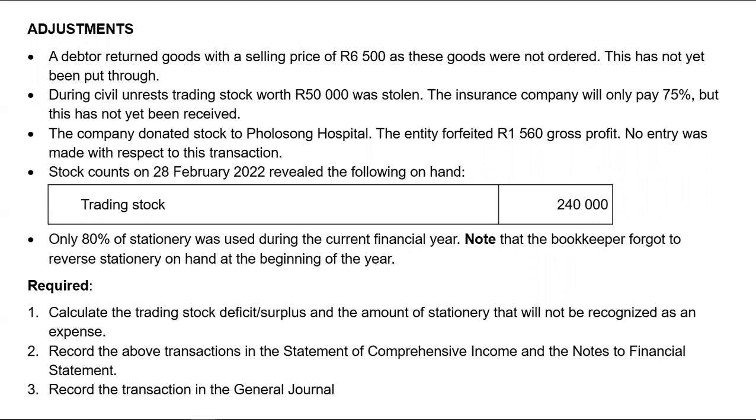When you look at the adjustments, they told you, which is the last point, only 80% of stationery was used during the current financial year. Note that the bookkeeper forgot to reverse the stationery on hand at the beginning of the year. So we can't say the stationery that we have in the trial balance is the total stationery that we've got. So first you adjust before you allocate. Remember that rule. Adjust before you allocate.